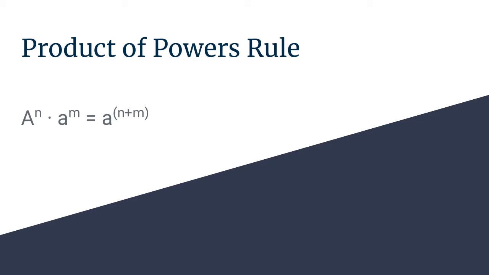Today we are going to learn two rules for simplifying algebraic expressions. The first one is called the product of powers rule. In general terms, here's what it says. When you take a letter to an exponent and you multiply the same base to a different exponent, you are going to keep the base and add the exponents. So let's see how that looks in practice.